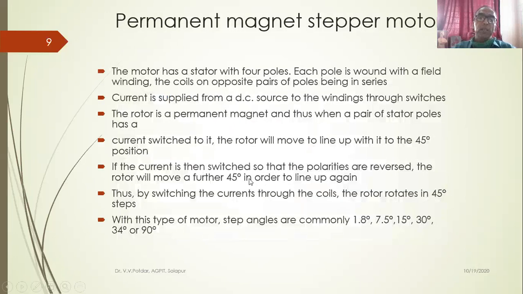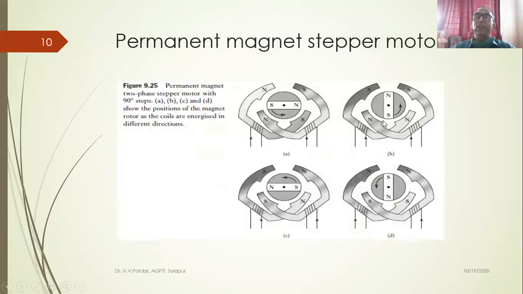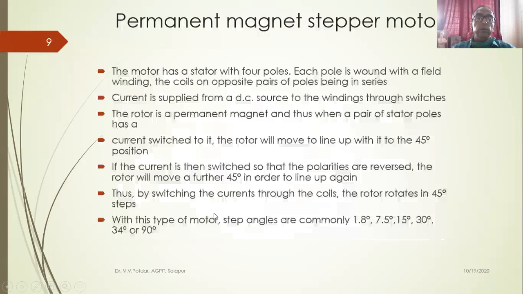If the current is then switched so that the polarities are reversed, the rotor will move a further 45 degrees in order to line up again. When the current is reversed, it will line up further. Earlier it was in this position, it will now line up a further 45 degrees, so it will be vertical now. So totally 45 plus 45, a 90-degree position. Thus, by switching the currents through the coils, the rotor rotates in 45-degree steps. So each step will be of 45 degrees.